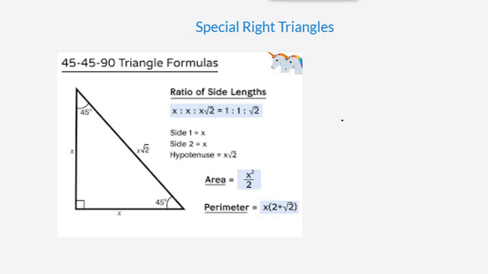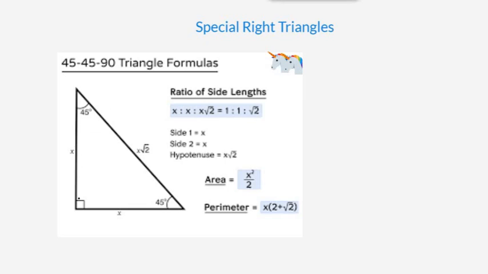Hi everyone. We are going to study about special right triangles today. And the first kind is the 45-45-90 triangle. Well, this is a special triangle.